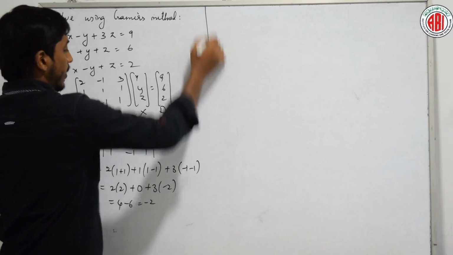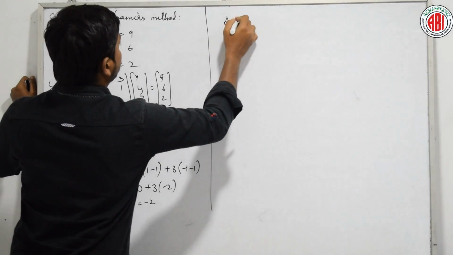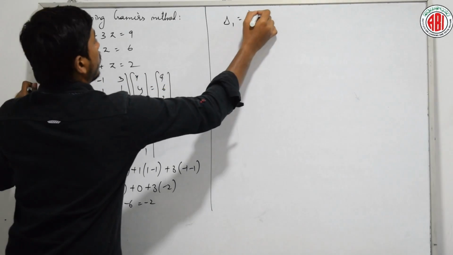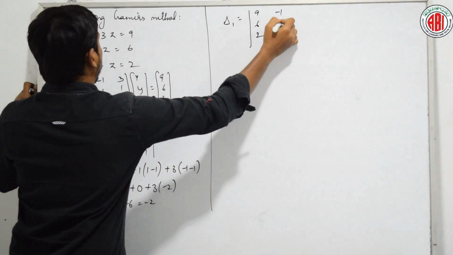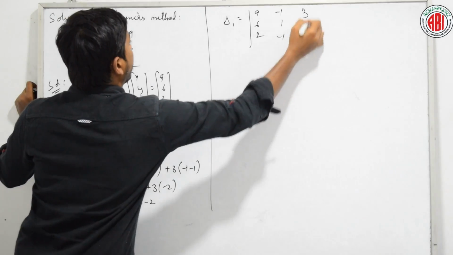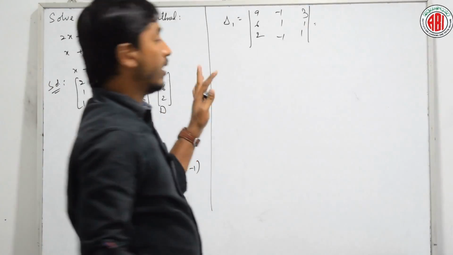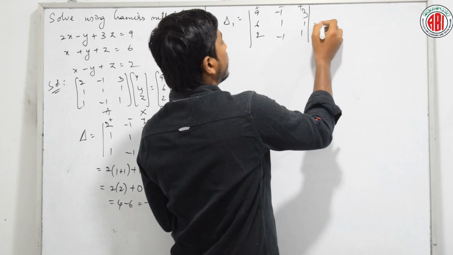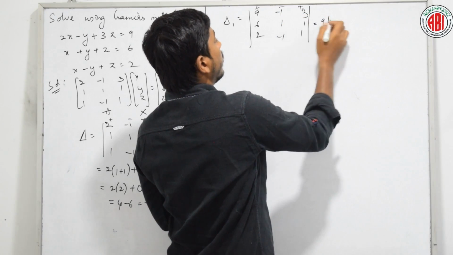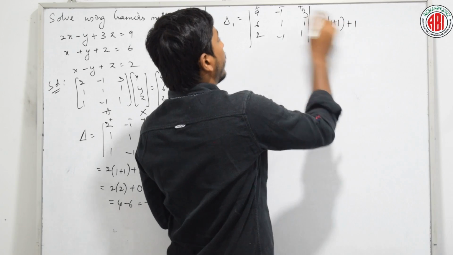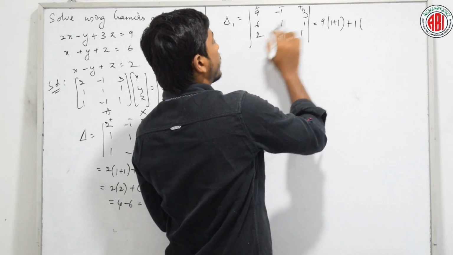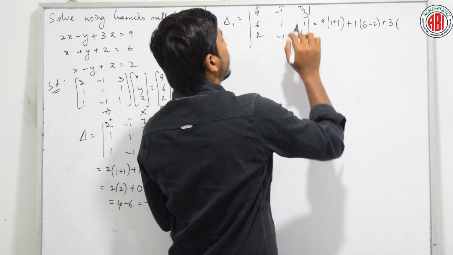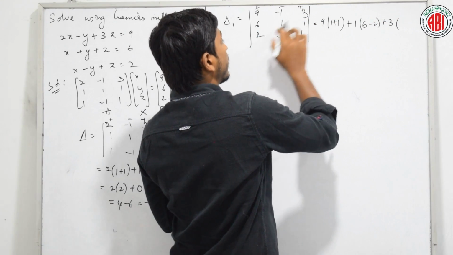And the next one is delta 1. We have to replace the first column with 9 6 2. So 9 6 2, minus 1 1, minus 1 3, 1 1. Is it right? Now we have to find the determinant of this, plus minus plus, that is 9 into (1 plus 1) minus (minus 1) into (6 minus 2) plus 3 into (6 minus 2).